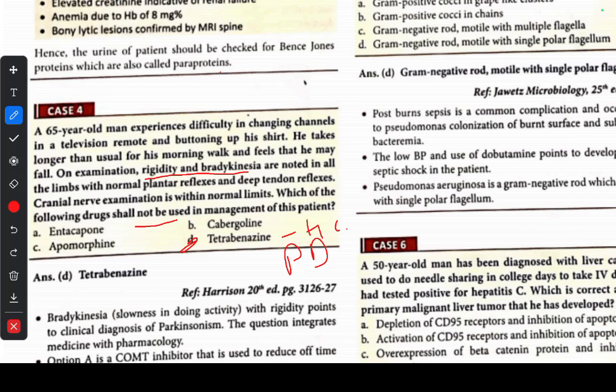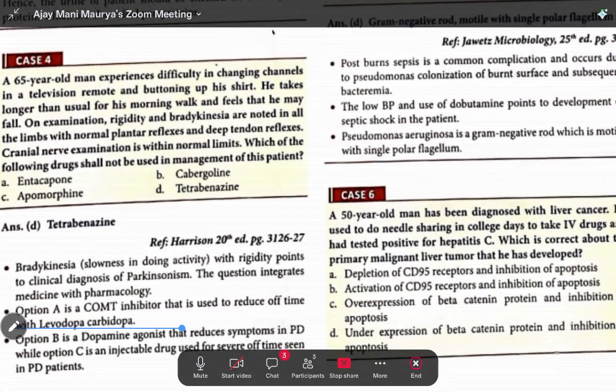First of all, you have to see the options. According to me, when I am solving this question, I just cross checked. Okay, entacapone we have to give, cabergoline we have to give, but I don't know about apomorphine. But I know that tetrabenazine is for Huntington's chorea, so I rule out this answer. Okay, done. So it is tetrabenazine. That's how you have to rule out the questions.